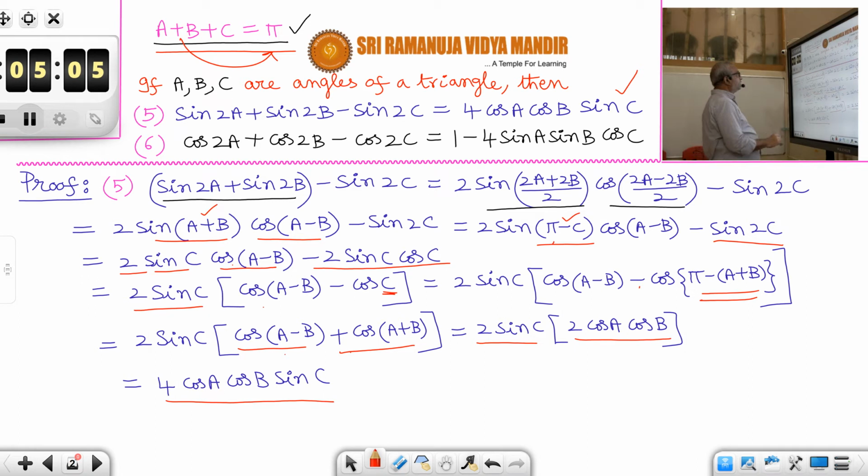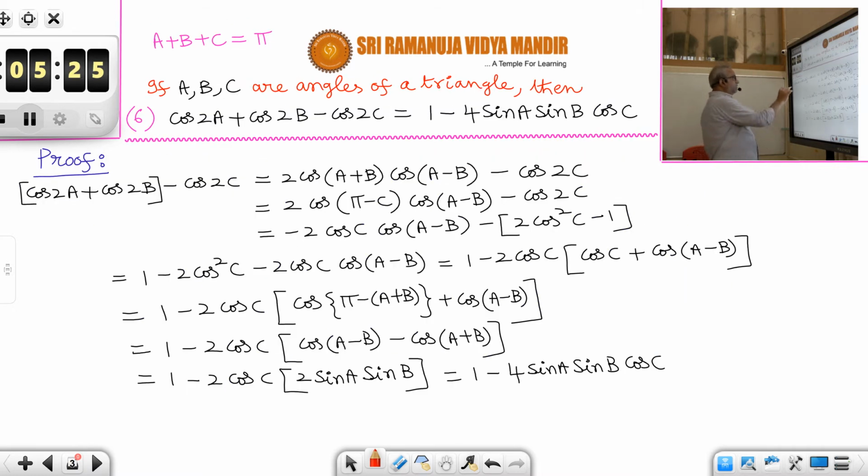Let us see the sixth one. Cos 2A plus cos 2B minus cos 2C is equal to 1 minus 4 sin A sin B cos C. Right side plus 1 is there. Okay, remember. So sixth one, I am going to the next page. Cos 2A plus cos 2B minus cos 2C.